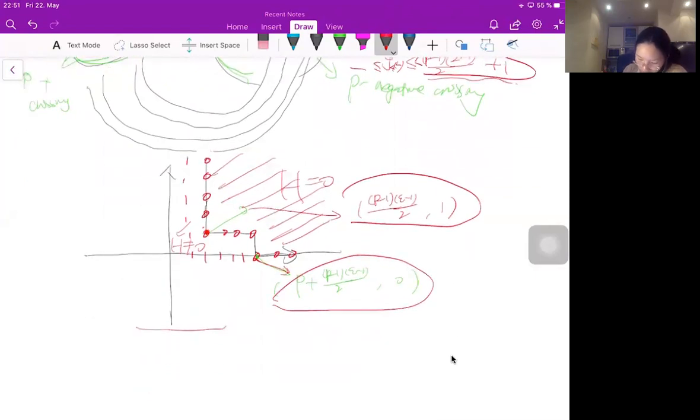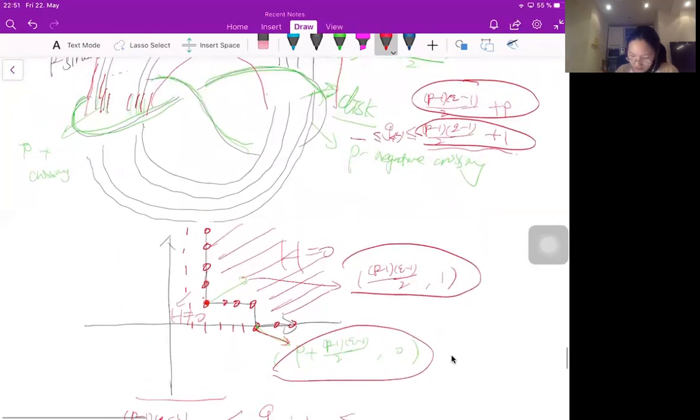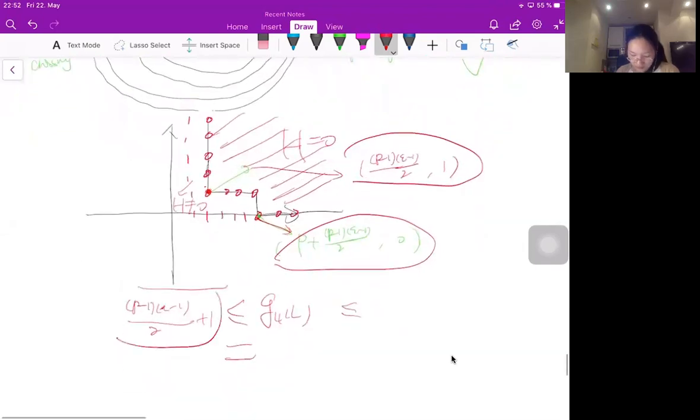And we know g4(L) is greater than or equal to (p-1)(q-1)/2 + 1, and also smaller than or equal to the same number by construction. So that gives you equality at the end. The reason I think these examples are interesting is that so far we don't have examples of L-space links such that this inequality is sharp. All the examples we have so far have the lower bound from the h function and the upper bound from construction being the same.